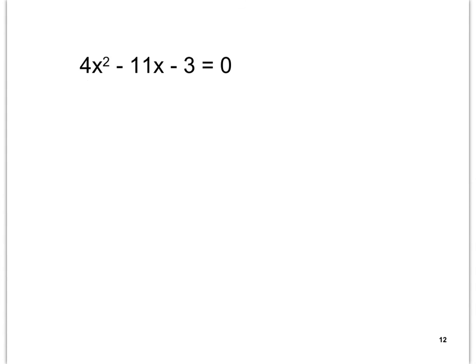Okay, last one. 4x squared minus 11x minus 3 is equal to 0. I'm not going to do this one for you. I'm going to let you guys do this one. This is a little bit tougher factoring because we have a 4 in front of our x squared, so here we have 4x squared. So we're going to do a trinomial factoring with a number in front of the x squared.